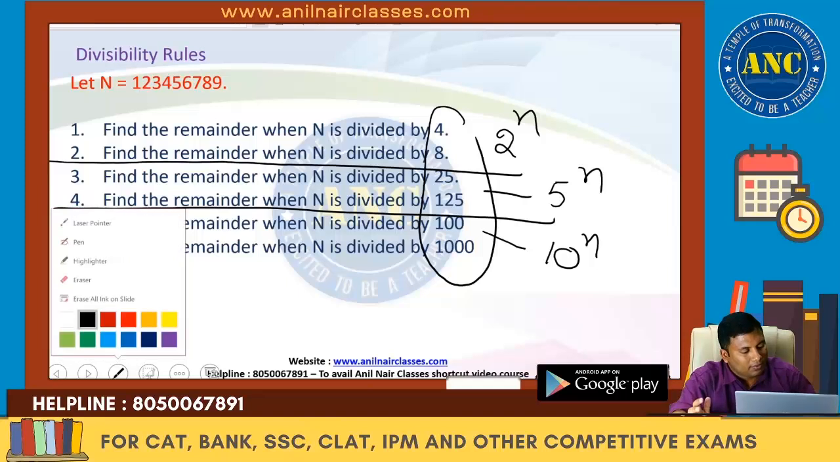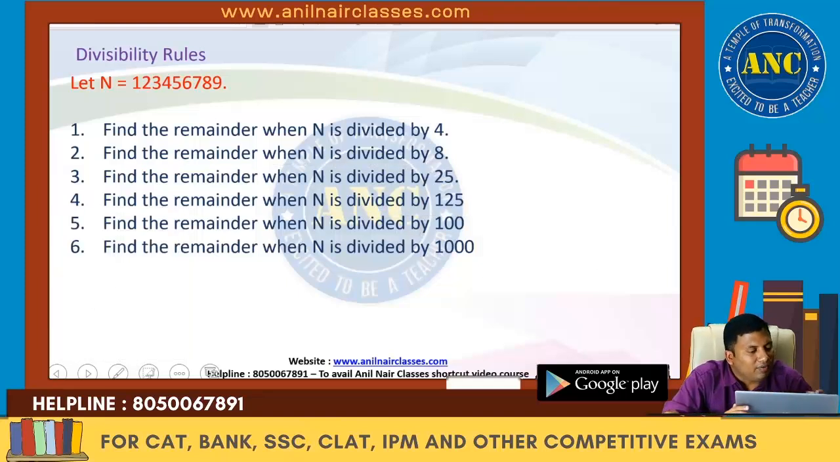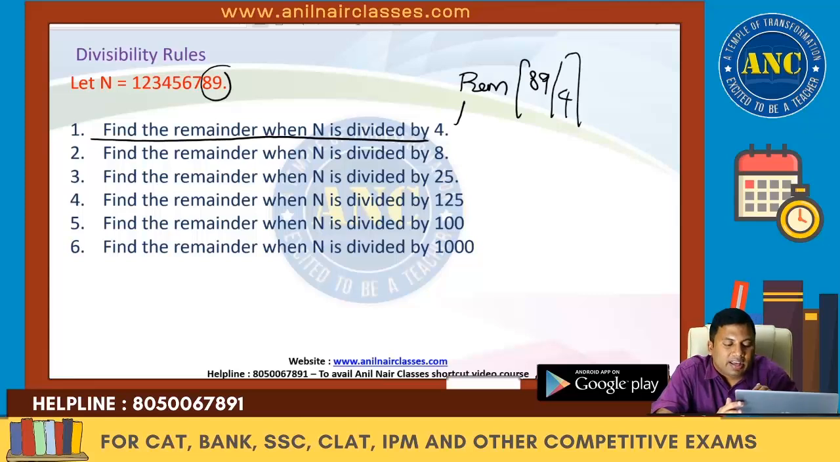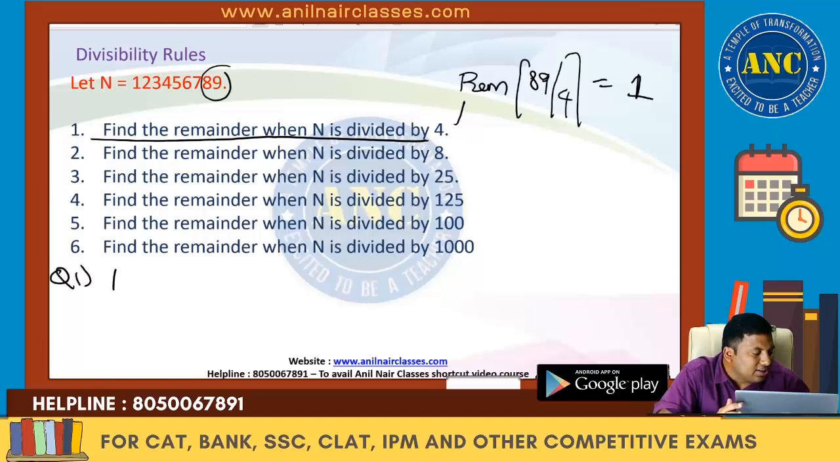Question. Find the remainder when the number is divided by 4. What is the divisibility rule for 4? The last 2 digits should be divisible by 4. The last 2 digits are 189, when divided by 4. 4 22s are 88. What is the remainder? 1. Question 1 answer is 1.